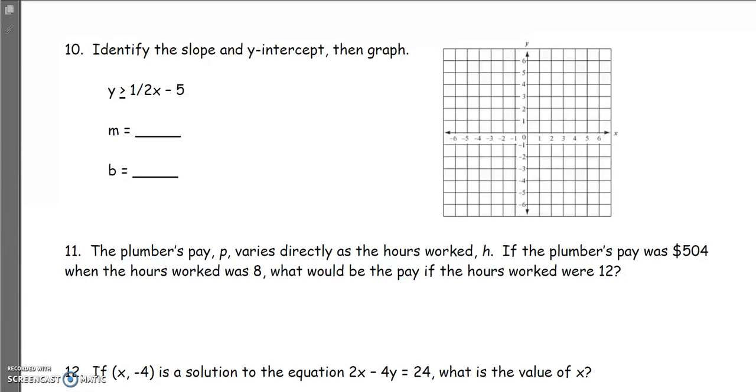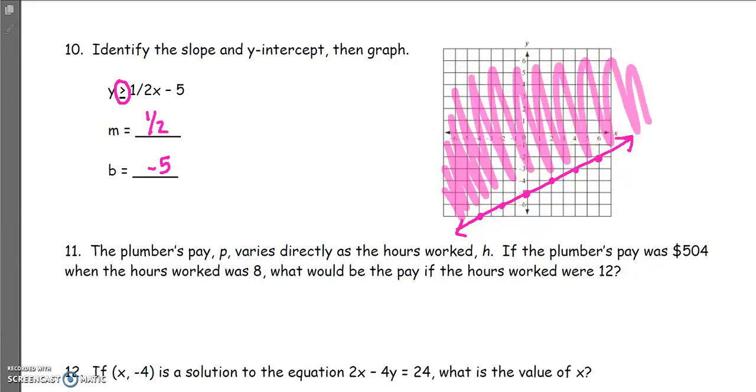Okay, number 10 says identify the slope and the y-intercept and then graph. So this is in slope-intercept form, which makes it easy. So my slope is 1/2. My y-intercept is -5. So on the y-axis, I go to -5. And then I'm going to go up 1 and over 2, up 1 and over 2, up 1 and over 2, down 1 and over 2 if I want to go the opposite direction. I need to connect my points, look at my inequality sign. It has an equal to, so this will be a solid line. And then my inequality is a greater than, so that means we are going to shade above my line. So all of this will get shaded above, and there'd be my answer for number 10.